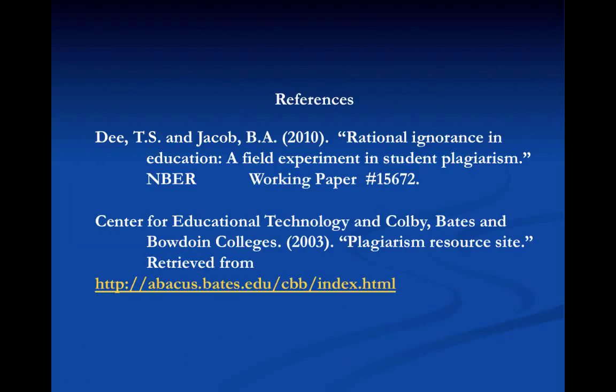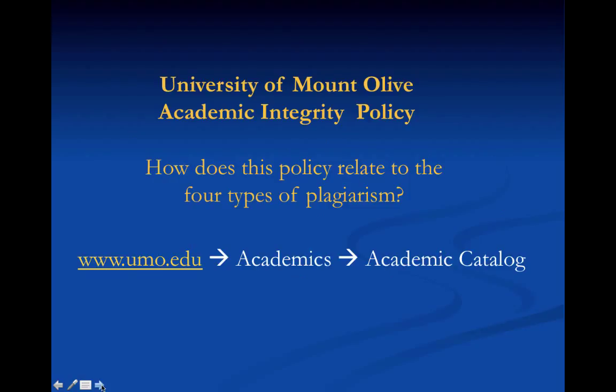These 4 errors, procrastination, not understanding the original source material, citation mistakes, and poor note taking, can set a student up for failure and should be avoided at all costs. Now that we've discussed the 4 types of plagiarism and the 4 conditions or errors that can lead to plagiarism, let's take a look at the UMO catalog and see what it has to say about plagiarism and academic integrity.